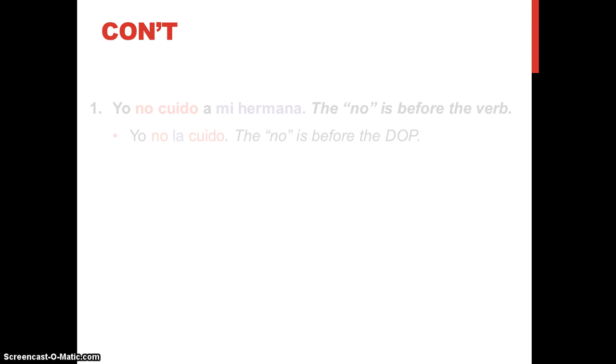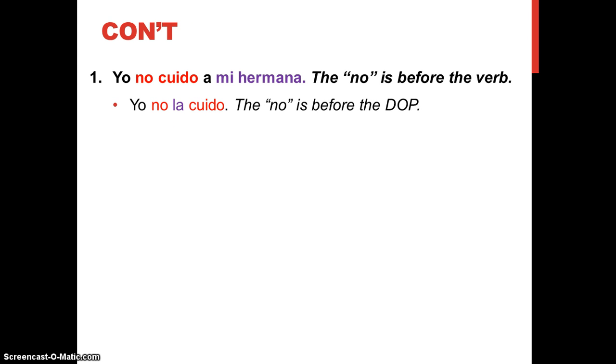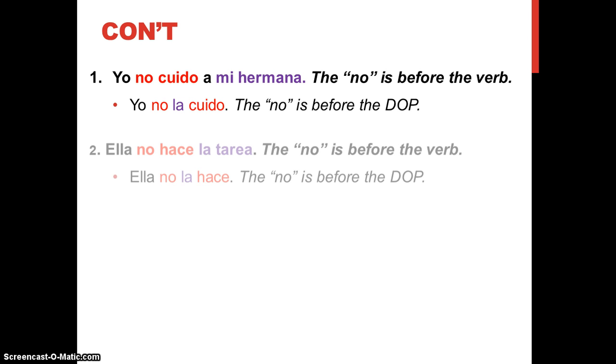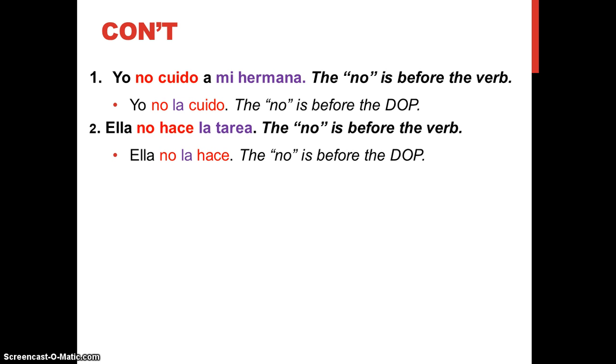So, here's some examples. Yo no cuido a mi hermana. I don't watch my sister. No, yo no la cuido. Notice the no is before the DOP. Yo no la cuido. Ella no hace la tarea. She doesn't do the homework. Ella no la hace. She doesn't do it. Notice our DOP splits the no and the verb.